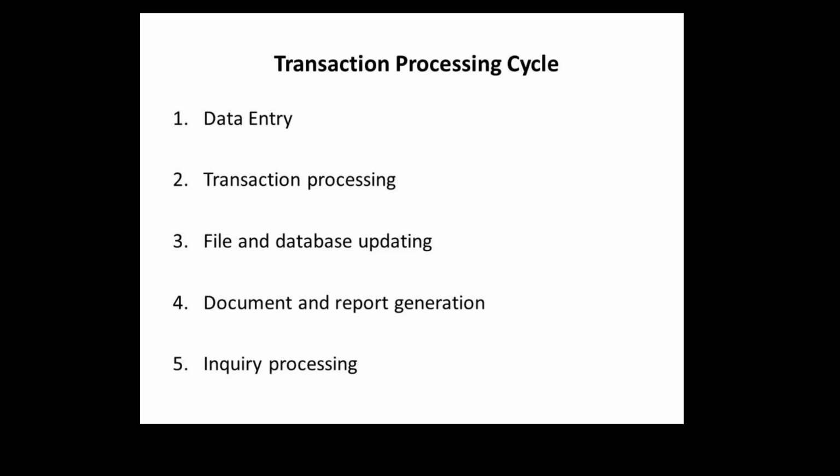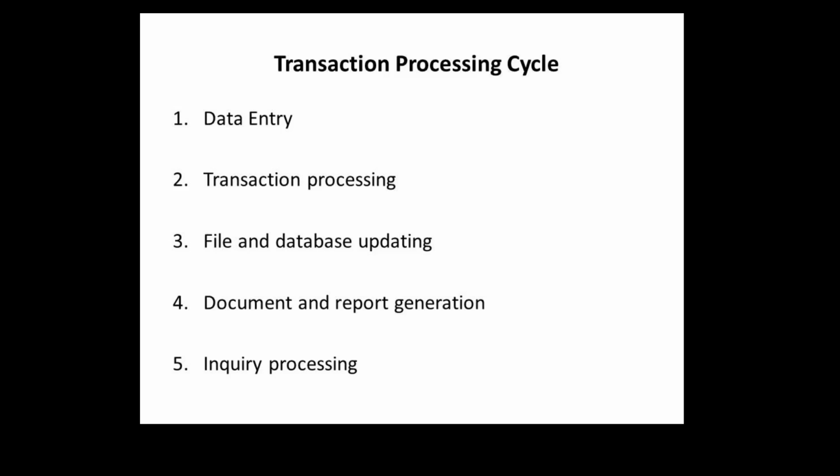Next we will go for the TPS cycle: how transaction processing goes on, and how it goes through the different stages of processing. First will be data entry. Data entry means the TPS takes the data. It's the input activity in the transaction processing system, called the data entry process, and data is captured or collected by recording, coding or editing activities and so on. So this is the first stage of the cycle.